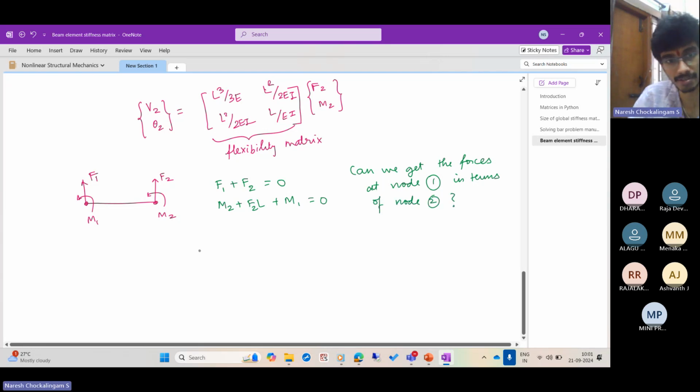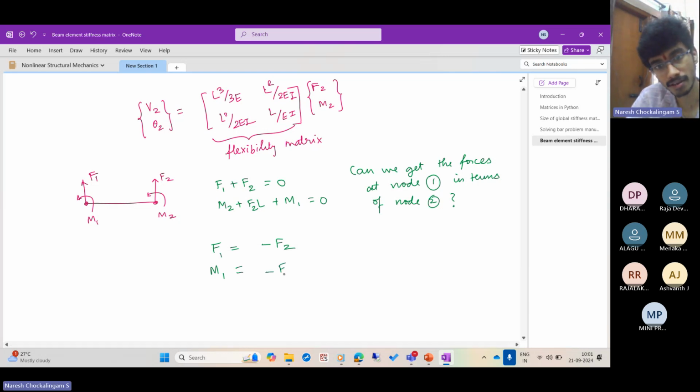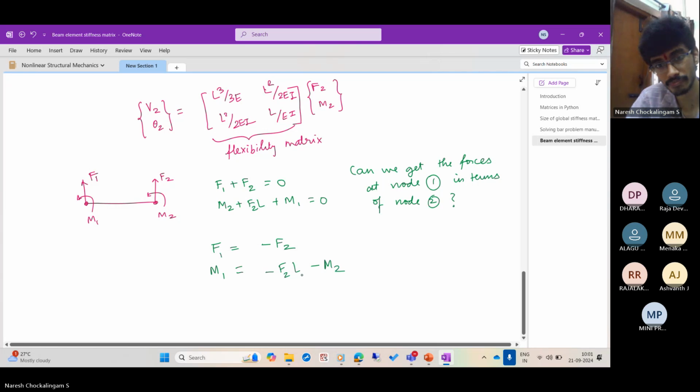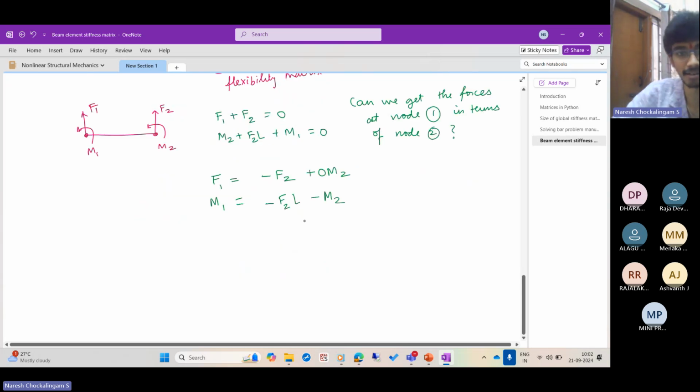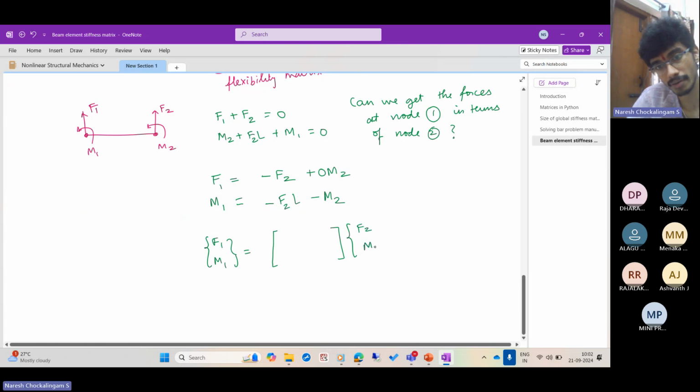Can we do that? Yes. So use these relations. You get F1 is equal to minus F2 and M1 is equal to minus F2L minus M2. So you can add a 0 M2 here. Now what do you get? Now can you write it in a matrix form? Yes. F1 M1 is equal to something relating to F2 M2.